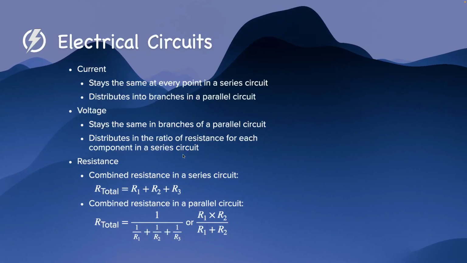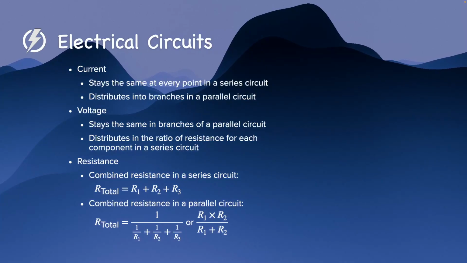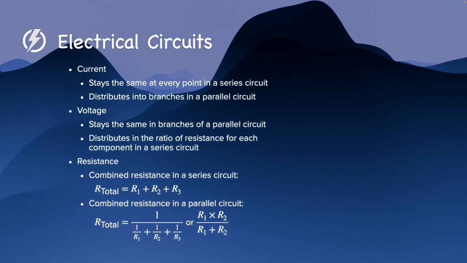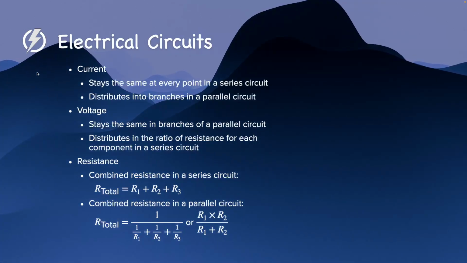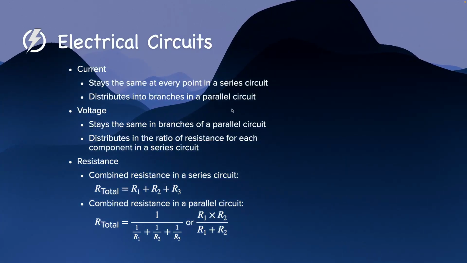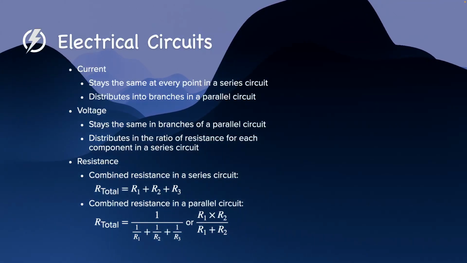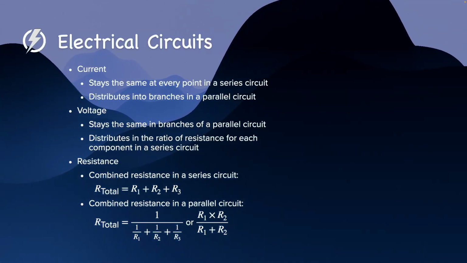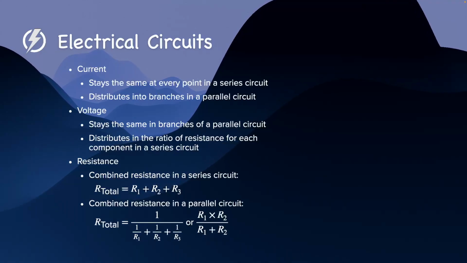So for example, if you have 2 bulbs in a series circuit and they have exactly the same resistance, both of those bulbs would achieve exactly half the voltage of the battery or the power source. But current distributes as it passes into branches of a parallel circuit. So all of those branches would not have the current equal to the main current that is being given out by the power source or battery, but rather it is distributed into those multiple branches.